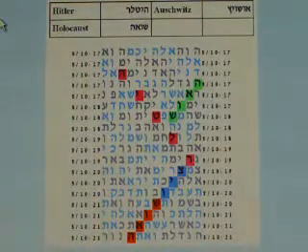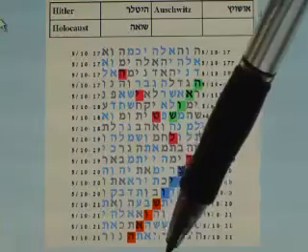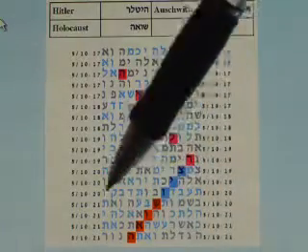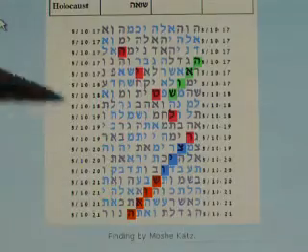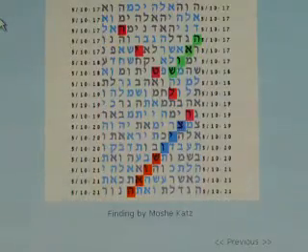This is a very interesting table. It was found by Dr. Moshe Kass. You can see it really. He found it.